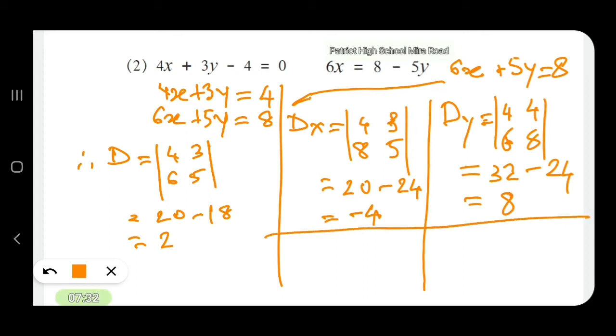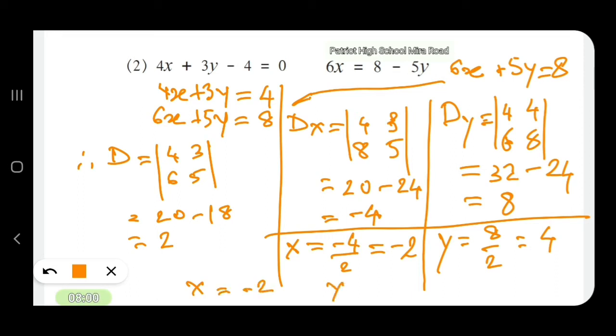Therefore, calculating x, x is equal to Dx upon D. Dx is minus 4 upon D. So simplifying it, we get x is equal to minus 2. Y is equal to Dy, which is 8 upon D, which is 2. So the answer is 4. So the value of x is minus 2 and y is plus 4.